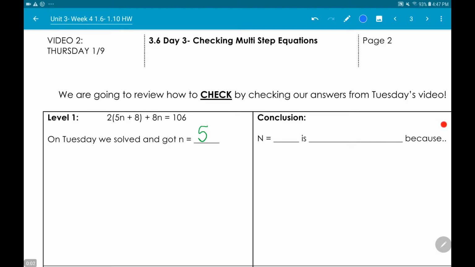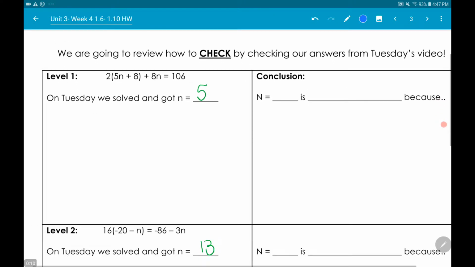Hi guys, so this video is on checking our solutions based off what we did on Tuesday. All right, so on Tuesday we got, for our level 1 question, n equals 5. So just to recap how we check, we need to replace all of the n's that were original and change them to what we got as an answer.